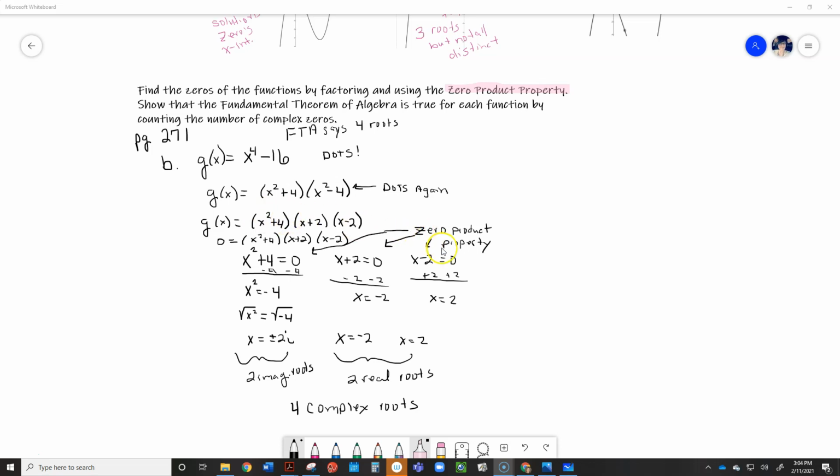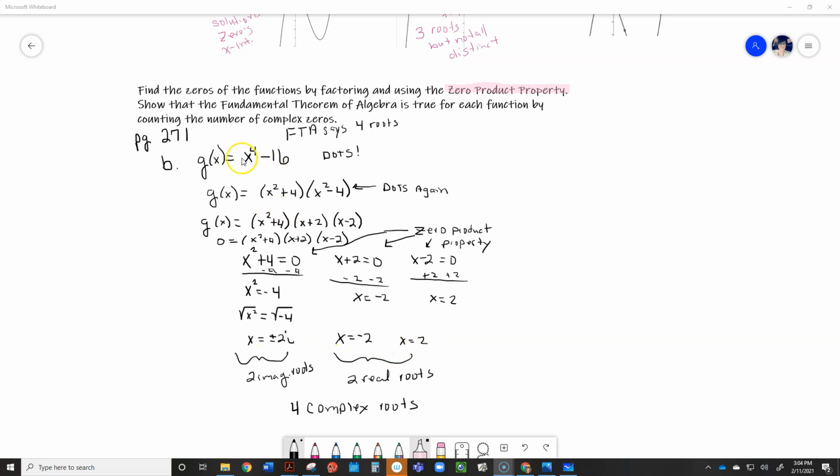We use the zero product property. The zero product property says that if we've got factors and they're equal to 0, then we can set each factor equal to 0 and solve. So I subtract 4, take the square root of both sides. The square root of -4 is plus or minus 2i. Set this x plus 2 equal to 0, subtract 2 from both sides, set x minus 2 equal to 0, add 2 to both sides. And the final conclusion is I have 2 imaginary roots and I have 2 real roots.